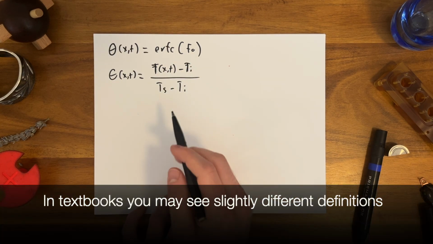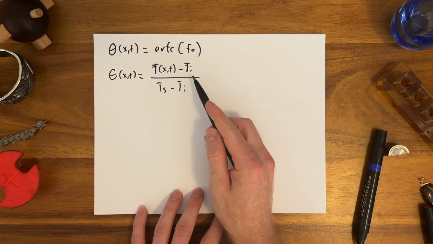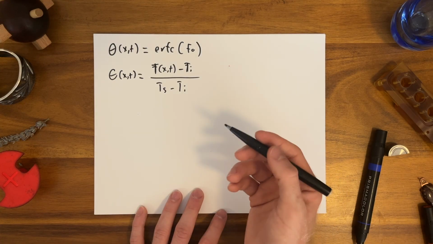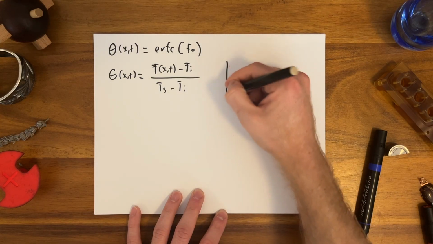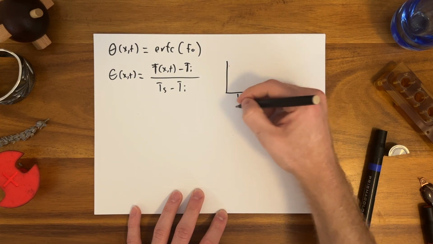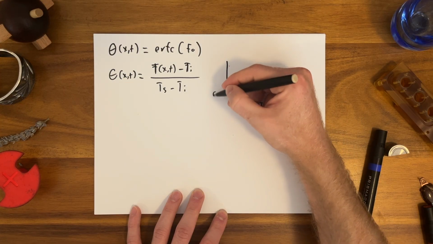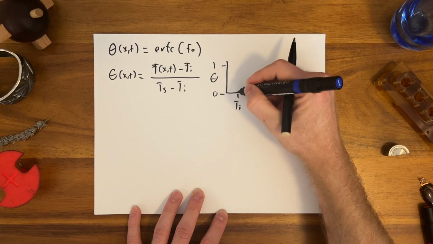So theta is the "are we there yet" function. If theta equals 0, you're stuck at the initial temperature. If theta equals 1, you've made your way to the final temperature. If theta equals 0.4, you are 40% of the way from your initial temperature to the final temperature. So the mapping is like this: T initial, T surface, theta equals 0, theta equals 1, and it is a line that looks like that.